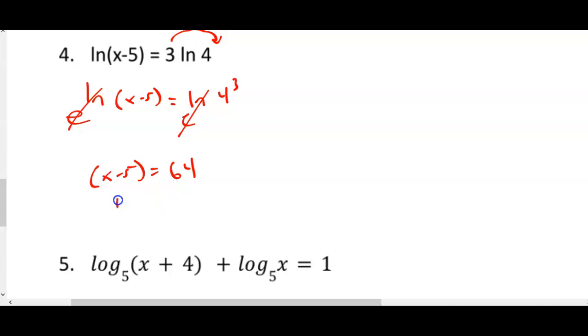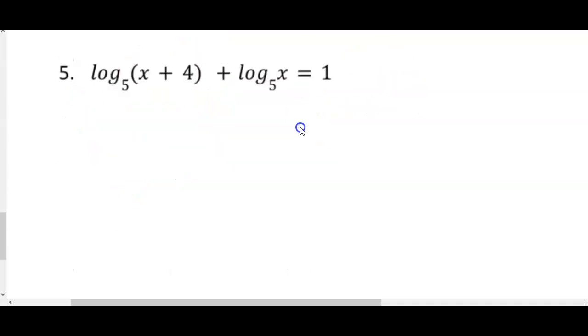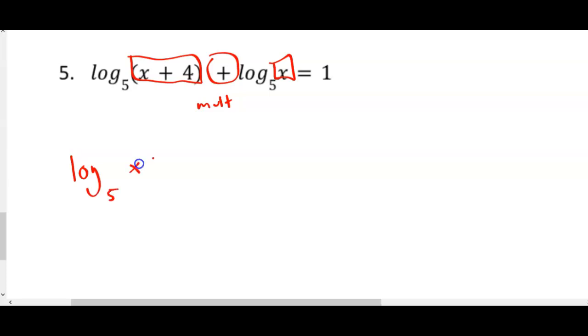All right, so now I'm going to add 5 on both sides, and you get x equals 69. Okay? All right, right here. Before I start, remember this: the property of logarithms tells me that if I'm adding 2 logs with the same base, then I can multiply the arguments. So I'm going to multiply this argument with this argument. So I end up with log base 5 of x times x plus 4 equals 1.